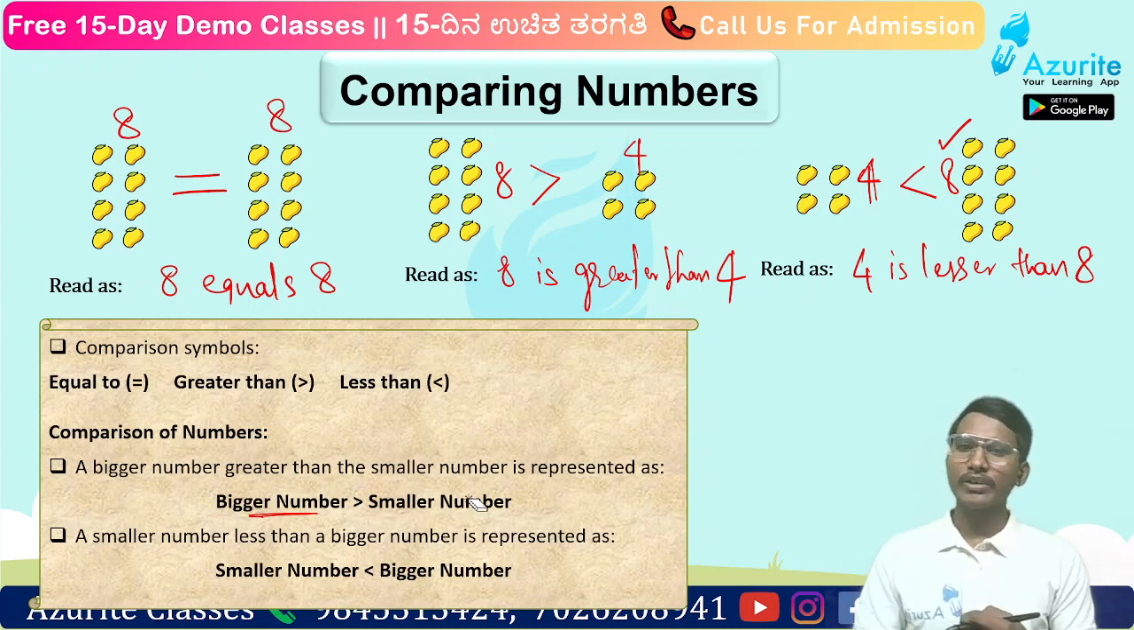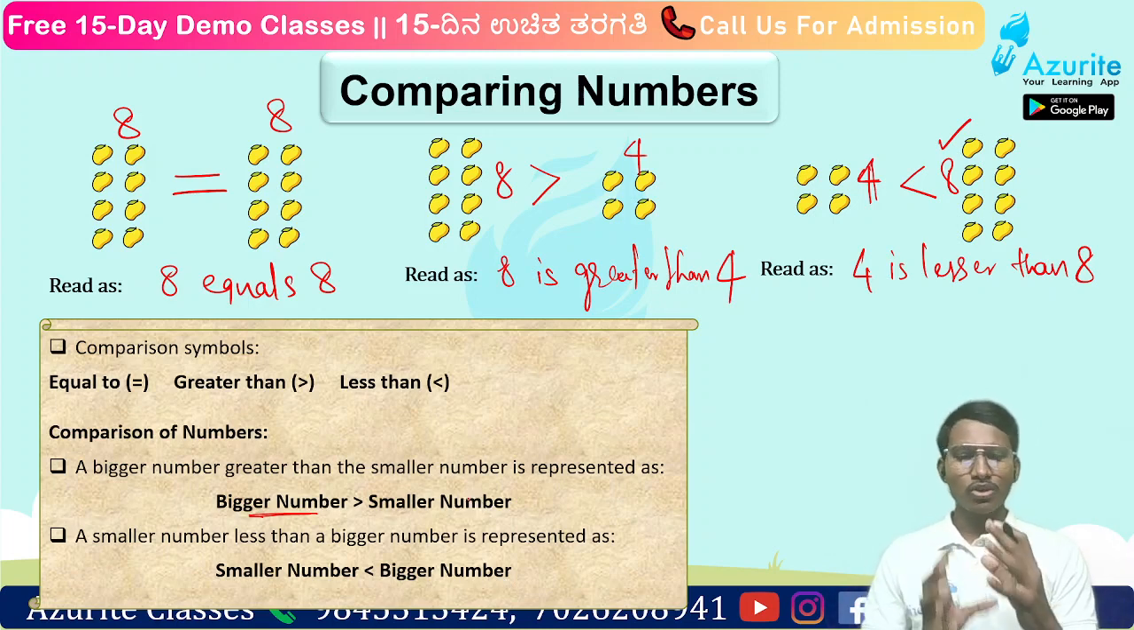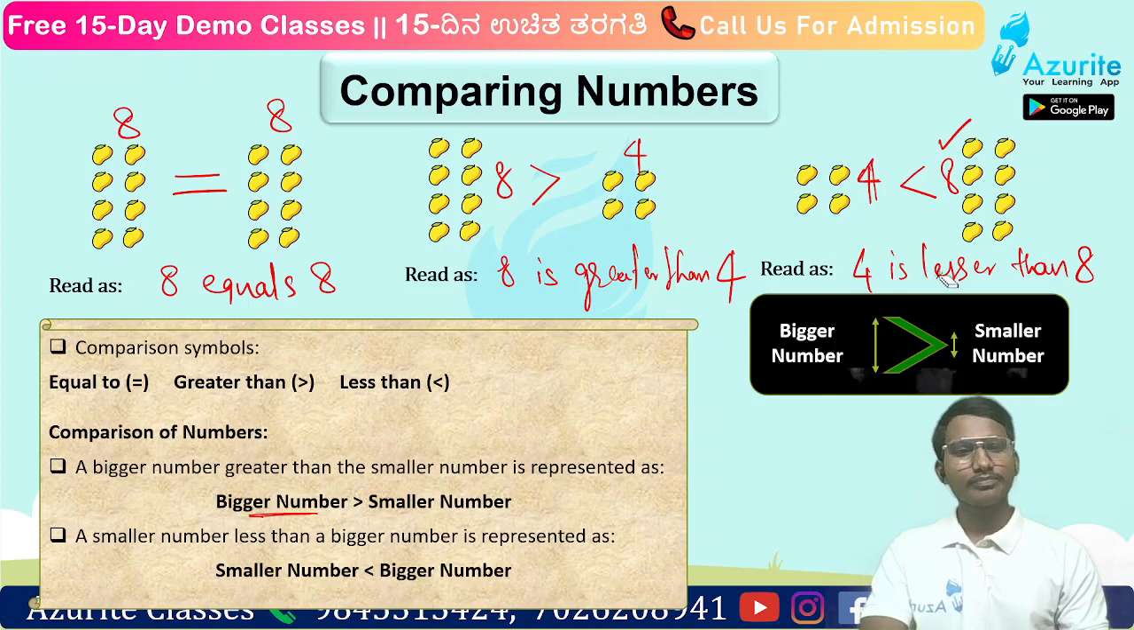So it is about comparison of numbers. Now let us understand the comparison. This side is bigger, so the bigger number will be there, and this side is smaller, so the smaller number will be on this side. That is how we have to remember. It starts from the bigger number and comes back to the bigger number. This is the greater than symbol. Okay, everyone has understood.